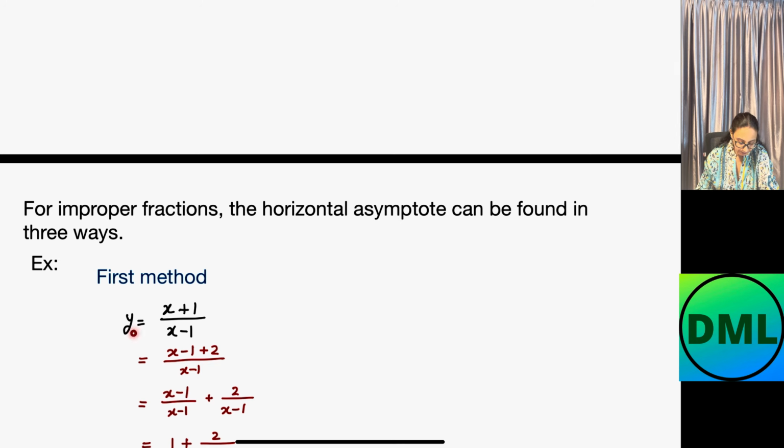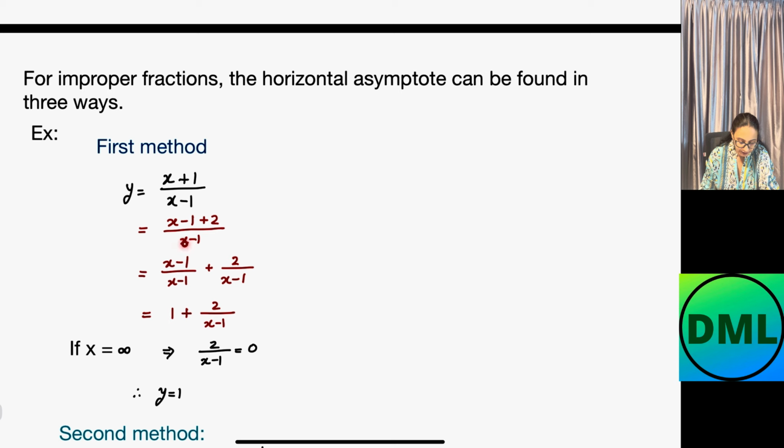For the first method, my given curve is y = (x + 1) divided by (x - 1). I will make the numerator x - 1. If I write the +1 as -1, my numerator was x + 1, so to get x + 1 back, I need to add +2 inside it. So if I solve it again, my answer is x + 1. I will separate (x - 1) divided by (x - 1), and 2 divided by (x - 1). This will get cancelled and my answer is 1 plus 2 over (x - 1).